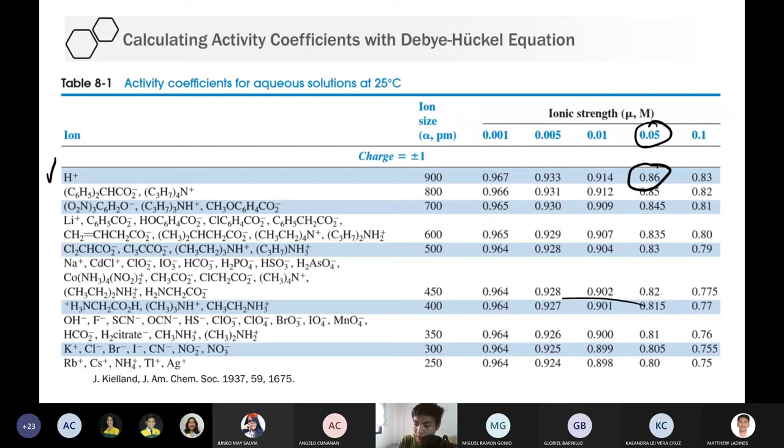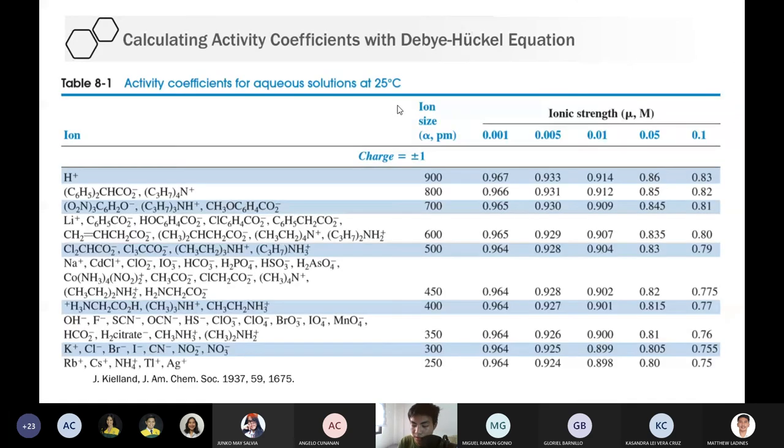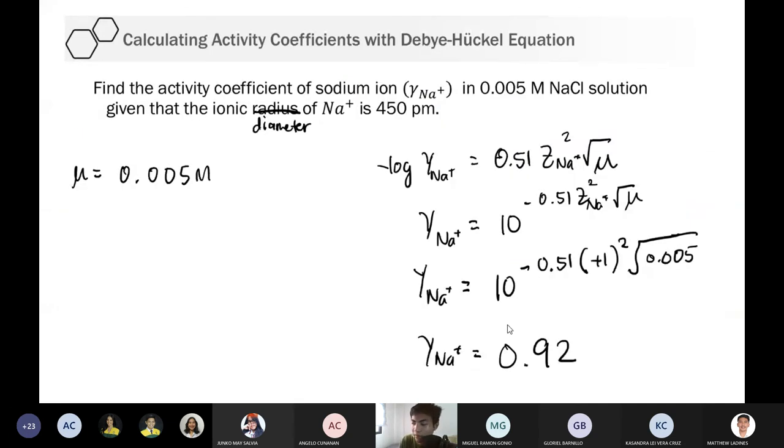So let's look at the other item. So yung isa pang item natin is ito. 0.005 yung mu natin. Hanapin natin sa Na+. So ito yung 0.005. Hanapin mo yung Na dito. Bungad din siya. I-cross-reference mo lang siya dito sa table. We get the gamma equal to 0.928. Ano na solve natin? 0.92. Di ba? Malapit lang din.